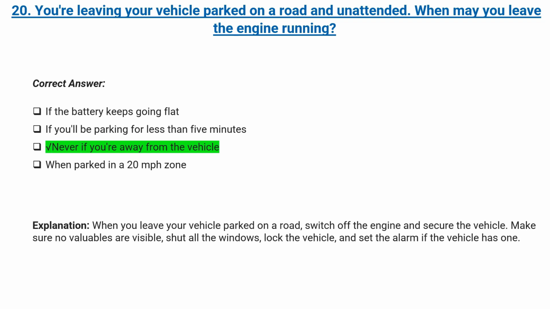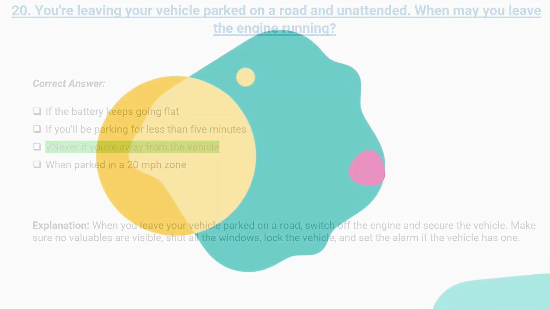Explanation, when you leave your vehicle parked on a road, switch off the engine and secure the vehicle. Make sure no valuables are visible, shut all the windows, lock the vehicle, and set the alarm if the vehicle has one.